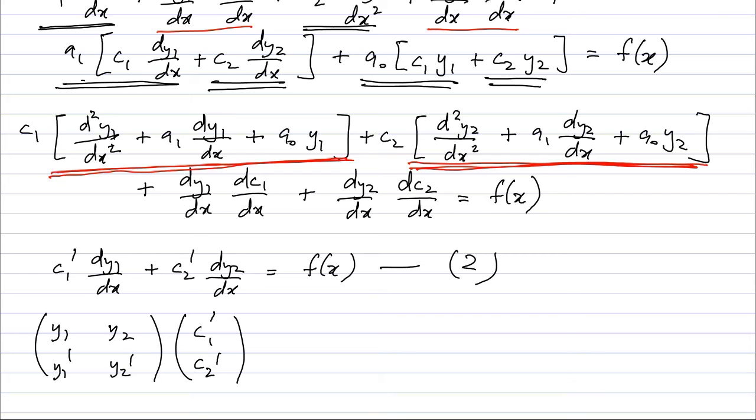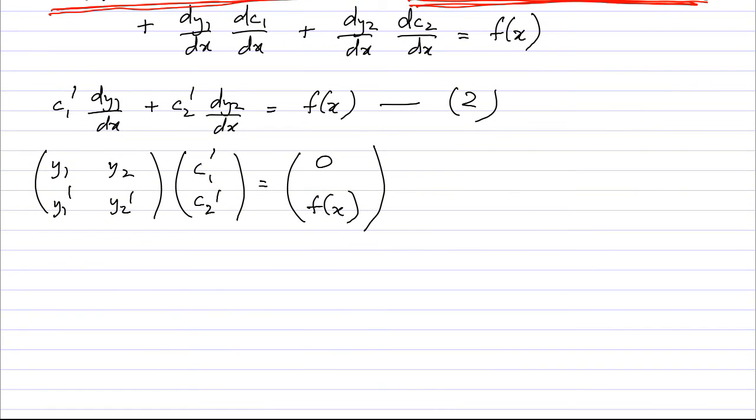C1 prime, and this is equal to 0 f of x. So to find c1 prime and c2 prime, it's very easy to do that. You just take the inverse of this matrix, and then you multiply this matrix equation on both sides with the inverse of this matrix, and then you have c1 prime and c2 prime. Once you have c1 prime and c2 prime, you integrate those equations to find c1 and c2 and plug that back into y, into c1 y1 plus c2 y2, and then you have your full solution.